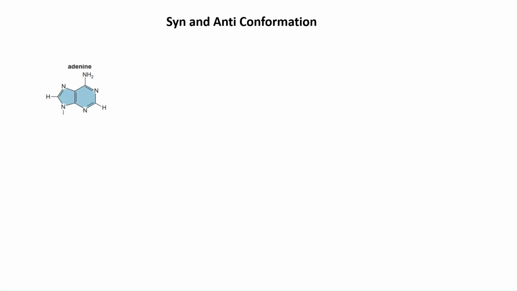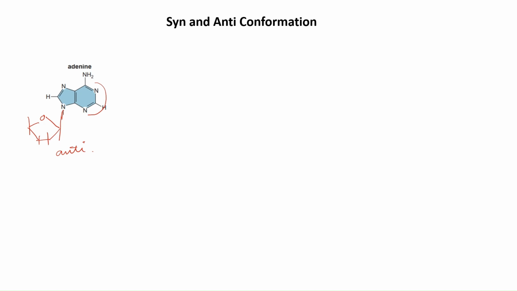Now this, as you know, is the structure of adenine. Here from this N, it is connected with ribose sugar. This conformation is known as anti-conformation because here the ring of the adenine is on the other side of this ribose sugar. Therefore, this conformation is known as anti-conformation.